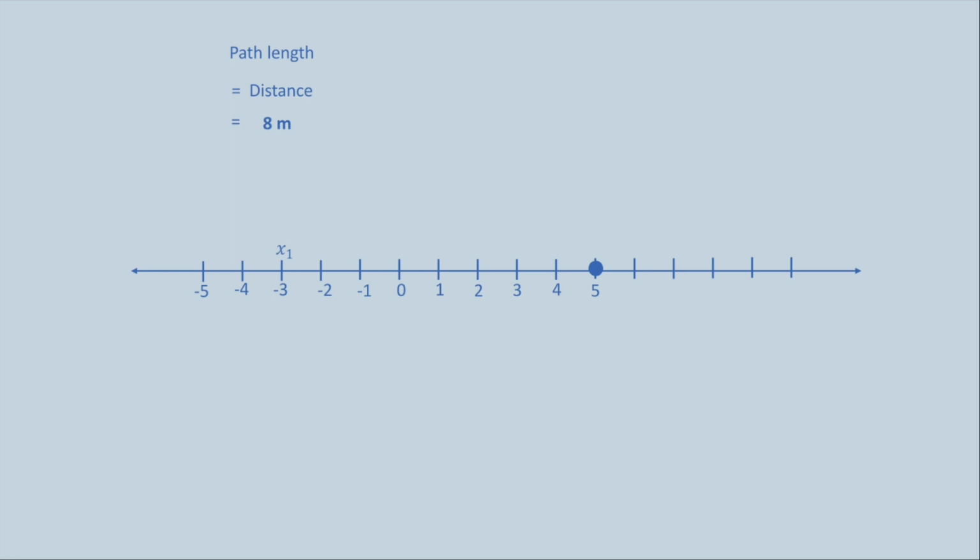For the next subpath, the particle moves from position x is equal to 5 to position x is equal to minus 2. The magnitude of displacement is again the magnitude of the final position, which is minus 2 meters, minus the initial position, which is 5 meters. The magnitude of this is equal to the magnitude of minus 7 meters, which is 7 meters.